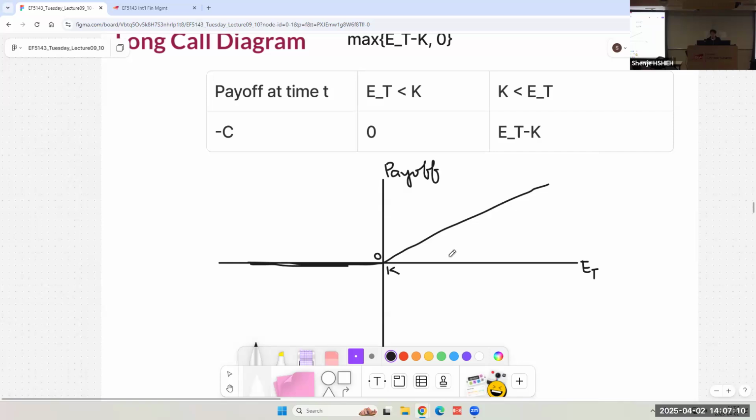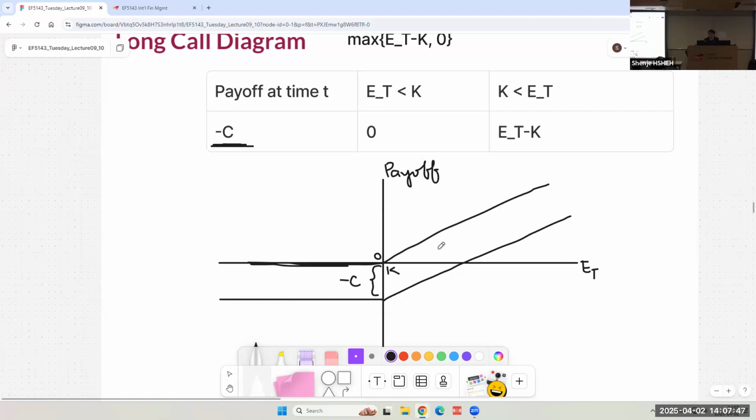But that doesn't tell us the full story because we have this initial cost that we have to pay. So assuming there's no interest, ignoring interest earned on this, we shift the entire payoff curve downward because of the cost. So here is minus C, right? So how should we think of this? What does this tell us?